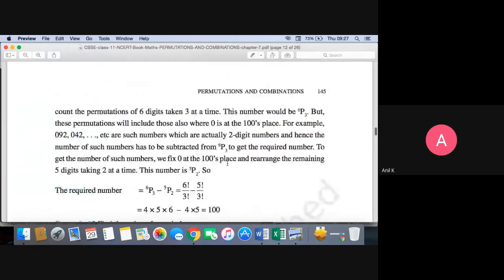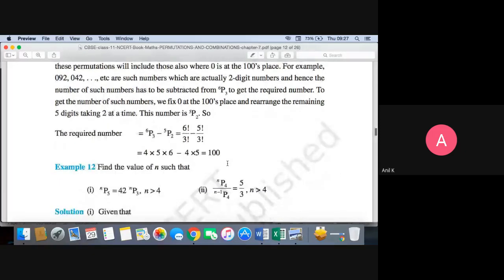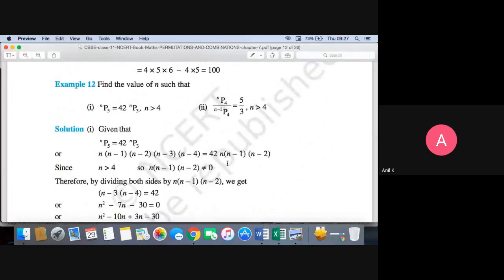They have done it another way. You can just go through this way. You can use that method also. Yeah, now this type of question is important.